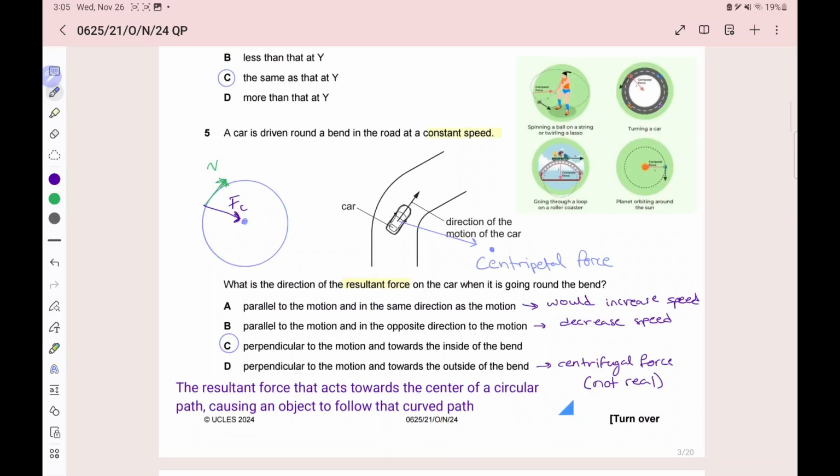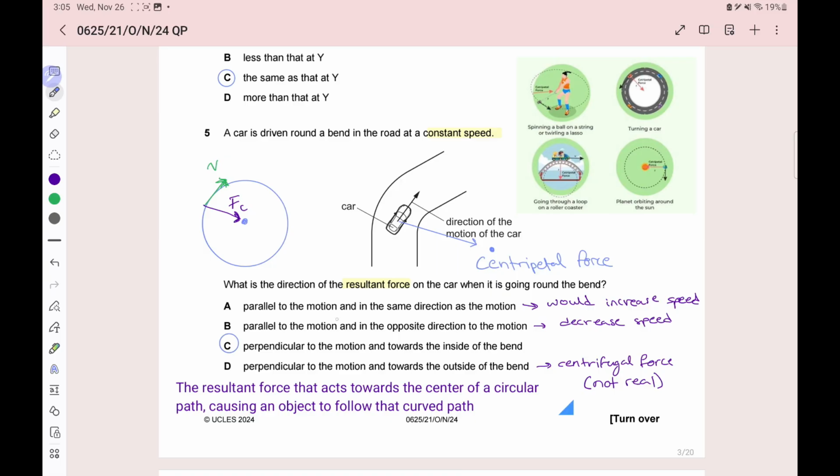So for question 5, a car is driven around a bend in the road at a constant speed. Keywords, constant speed. Okay, so what is the direction of the resultant force on the car when it is going around the bend? So we're going to think of centripetal force if you're moving in circular motion, like spinning a ball on a string, or like even a roller coaster, or even the planets orbiting the sun, right?